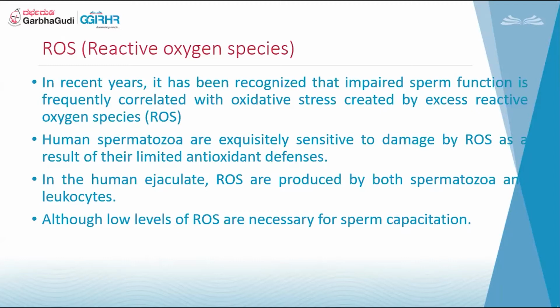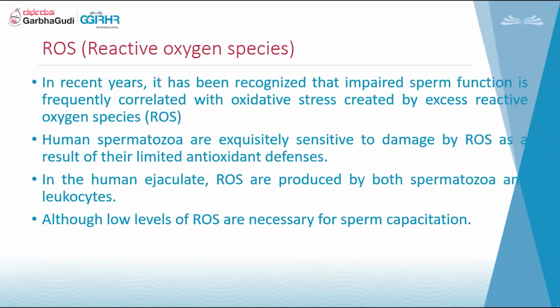As I said, antioxidants are really important here. That's why you tell patients also, when there is high DNA fragmentation, I think you do recommend antioxidants to the patient. In humans, ejaculate ROS are produced by both spermatozoa and leukocytes. Low levels of ROS are necessary for sperm capacitation. There are different processes here. I hope you all know sperm capacitation, acrosome reaction, hyperactivation. All these are required for sperm to enter the oocyte, correct?